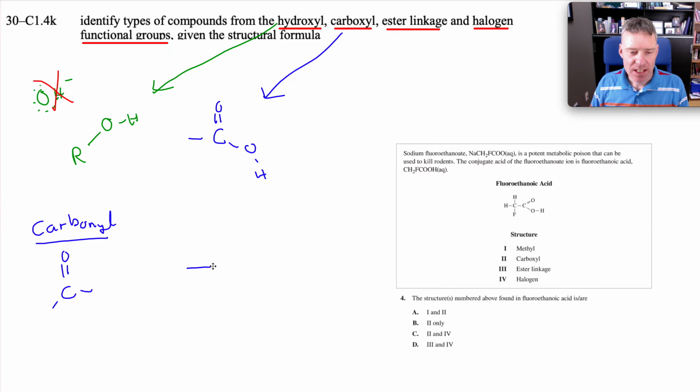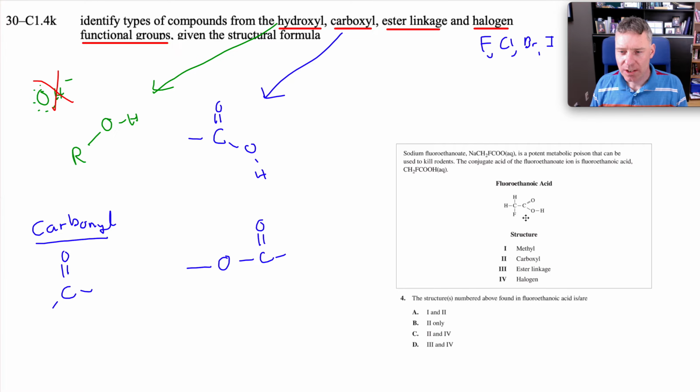An ester linkage has an O that came from an alcohol, bonded to a C with a double bonded O, and then continuing. So this O is going to be in the middle, with the alcohol piece on the left and the carbons from the alcohol continuing to the right. Halide or halogen functional groups are just fluorine, chlorine, bromine, or iodine in our organic halides.